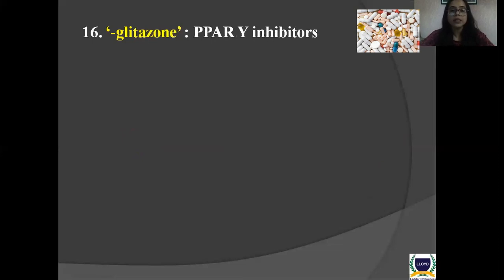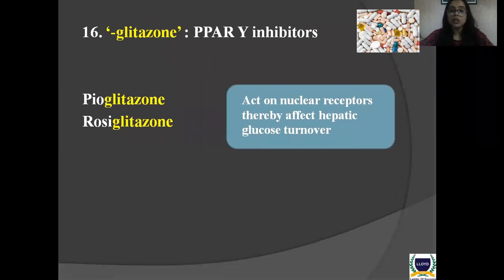Glitazone indicates these are PPAR gamma inhibitors. PPAR is what? That is peroxisome proliferator activated receptor, basically the gamma receptor inhibitors. The drugs under this category are pioglitazone, rosiglitazone. These act on the nuclear receptor, thereby affect the hepatic glucose turnover. So they can also be used as anti-diabetic agents. So glitazone indicates they are PPAR gamma inhibitors.